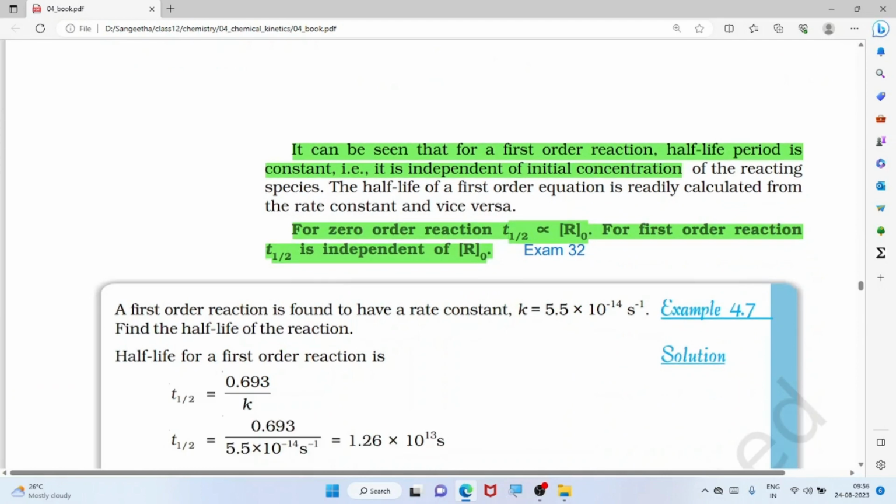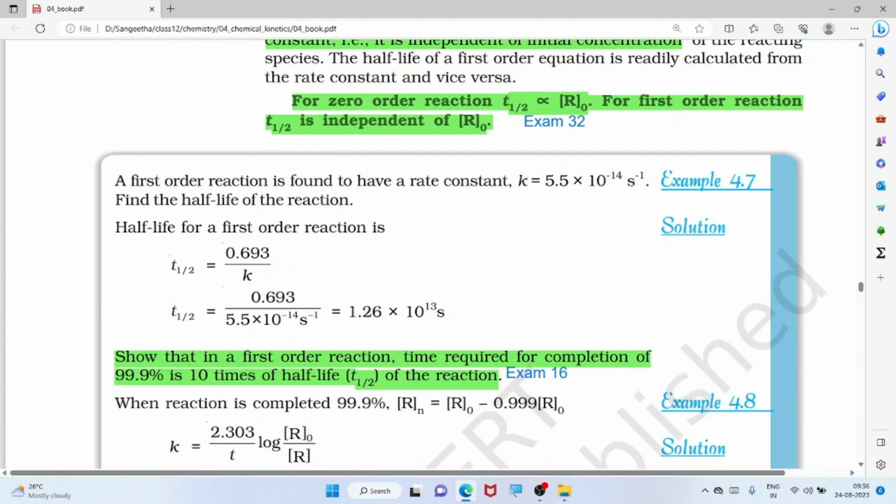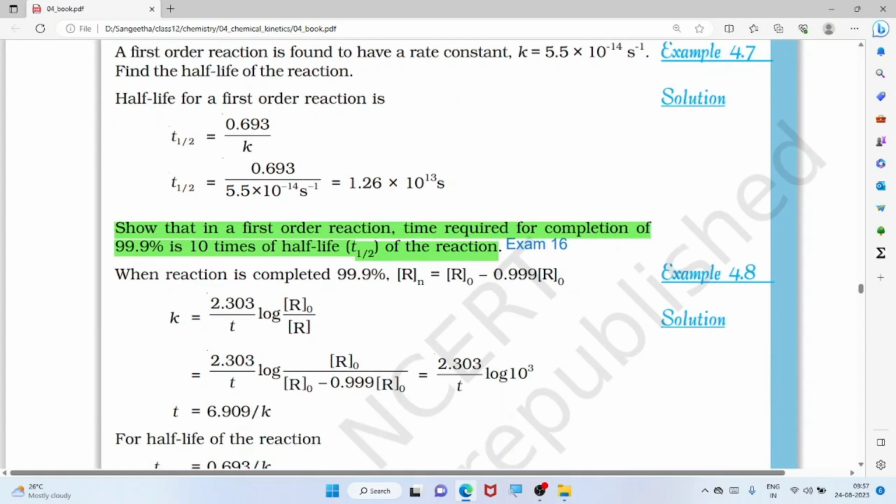It can be seen that for a first order reaction, the half-life period is constant, that is, independent of the initial concentration of the reactant. For a zero order reaction, half-life is directly proportional to the initial concentration of the reactant. For the first order, it is independent of the concentration of the reactant.